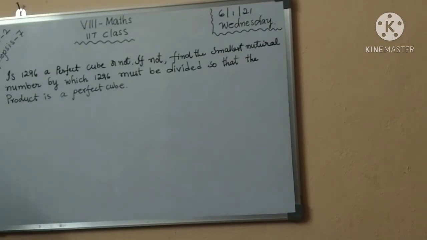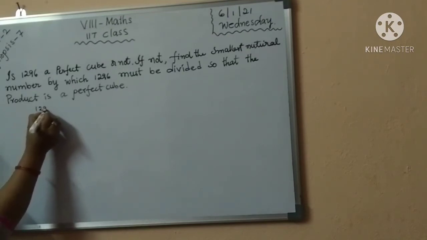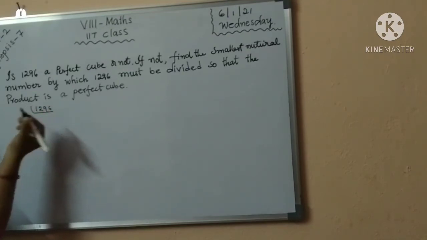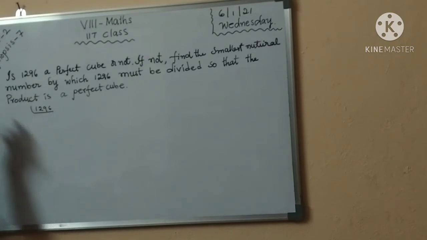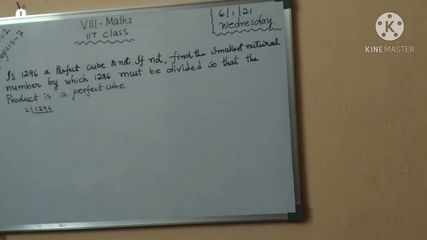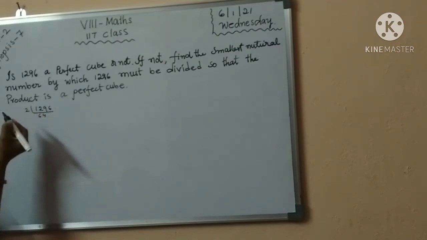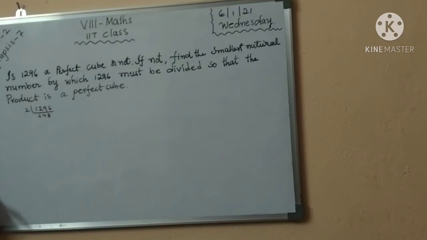Is 1296 a perfect cube? First, we know that in the previous class we did the prime factorization method. First of all, do the prime factorization of 1296. Start with the prime number 2. 6 2s are 12, 4 2s are 8, and 8 2s are 16.